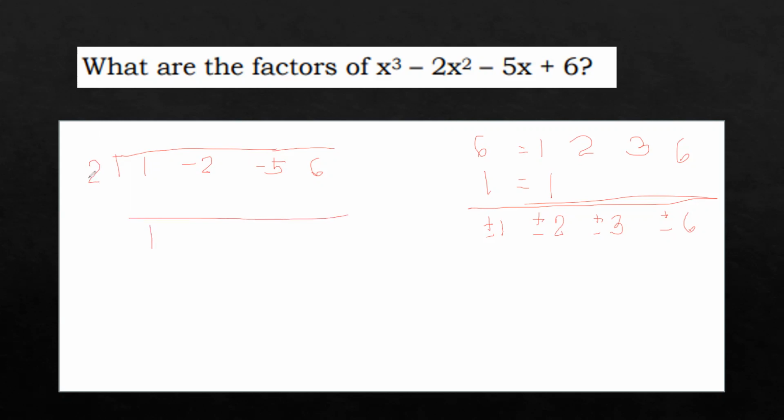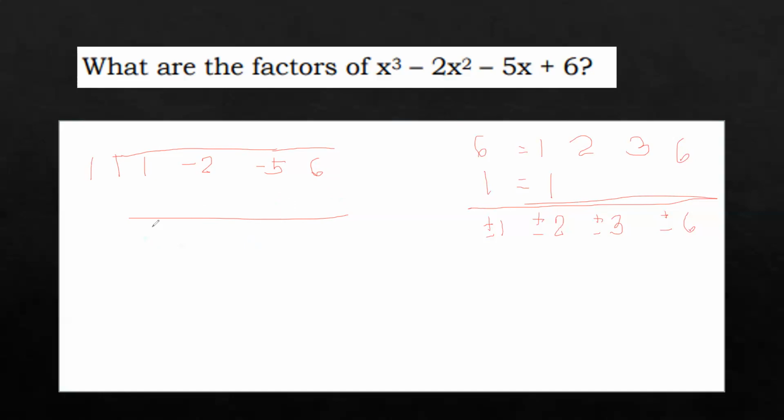1 times 2, 2. Negative 2 plus 2, that will be 0. 0 times 2, that will be 0. Negative 5 plus 0, that's negative 5, not 0. So mali na agad. So mali si positive 2. So hindi na natin pwedeng gamitin si positive 2. Wala na sa usapan. Other number. Positive 1 po, sir. Let's try positive 1.